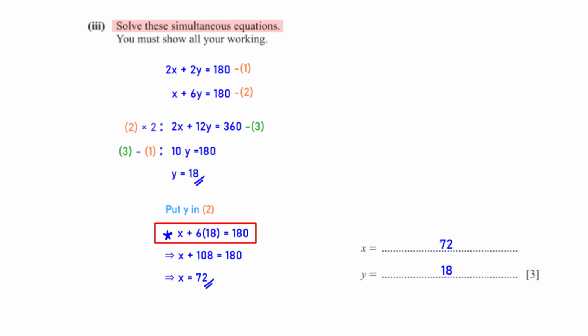This gives us x plus 6 times 18 equals 180. 6 times 18 is 108. When we subtract 108 from both sides, we get x equals 72.